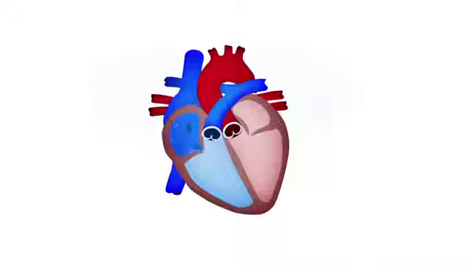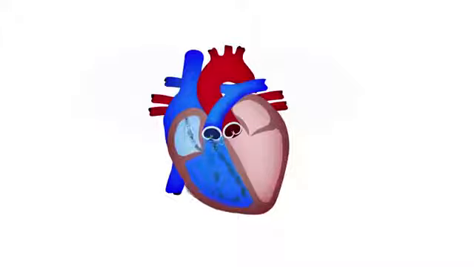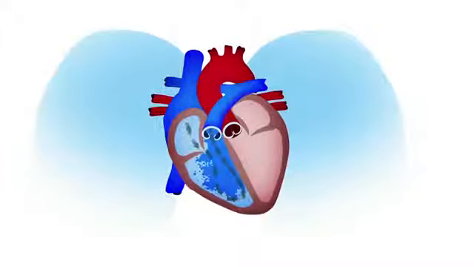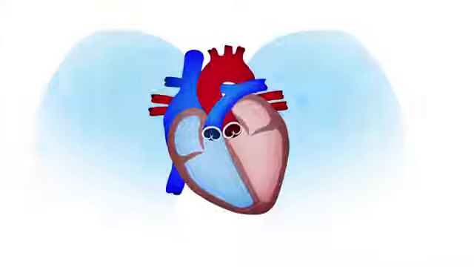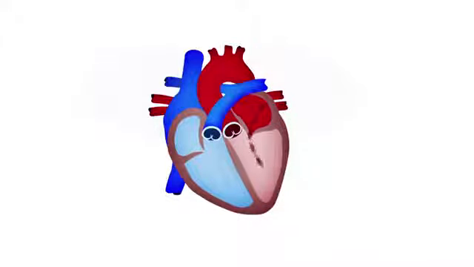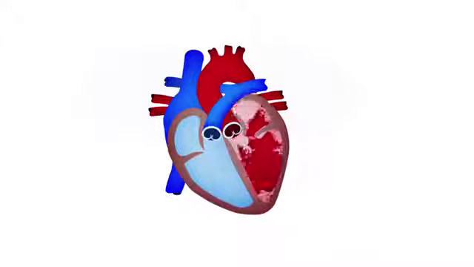The right side of the heart receives blood that is low on oxygen. It is pumped into the lungs and reoxygenated. The left side of the heart receives the oxygen-rich blood and pumps it into the body.